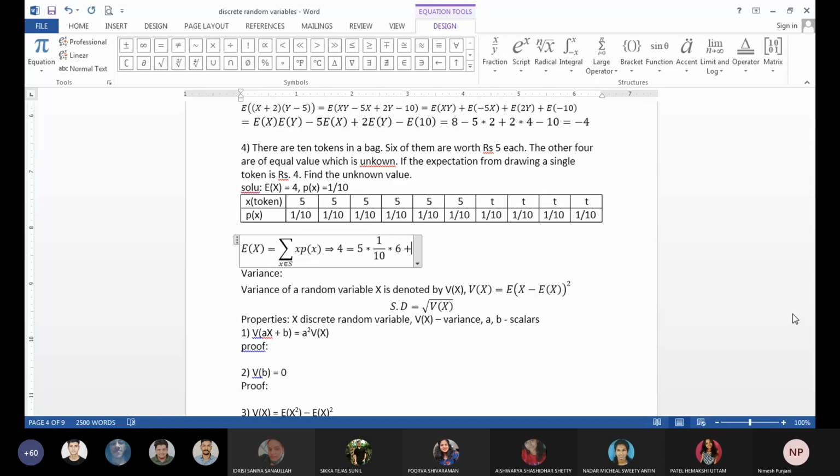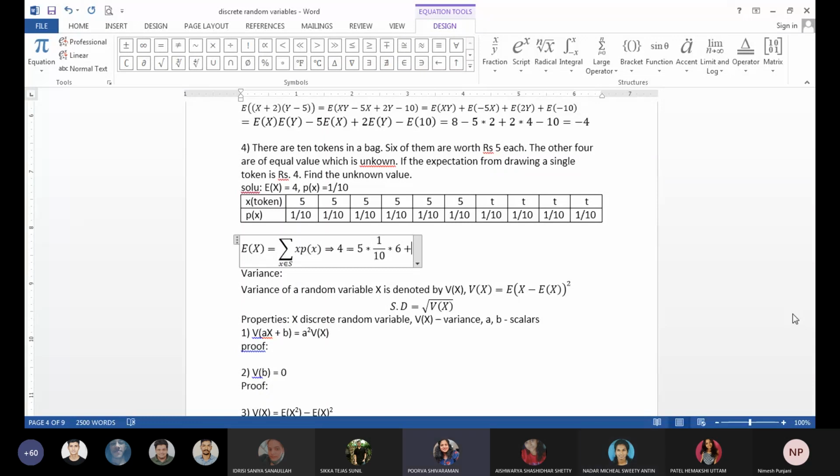Okay. Now is it clear? Yes, sir. Now it's clear. So I was telling, when we apply the formula of expected value, we get 5 into 1/10 plus 5 into 1/10. That is 6 times. So instead of writing 5 into 1/10 plus 5 into 1/10 six times, can I write it as 5 into 1/10 multiplied by 6?